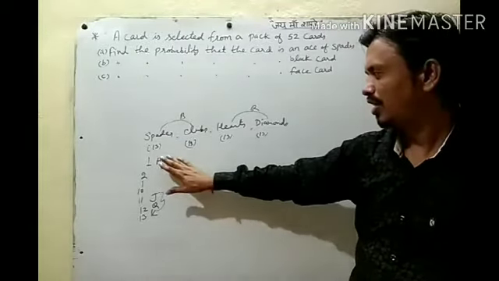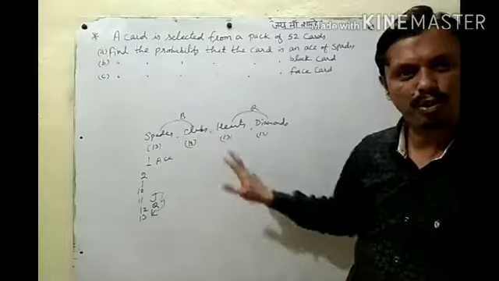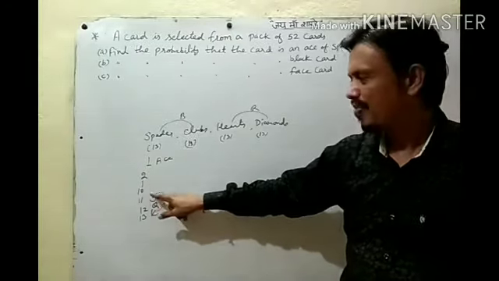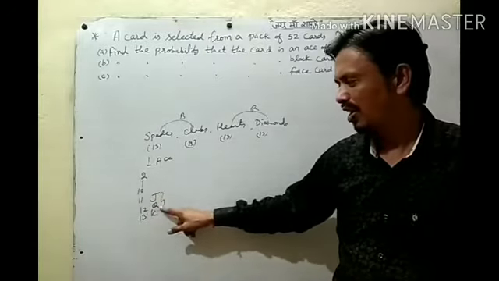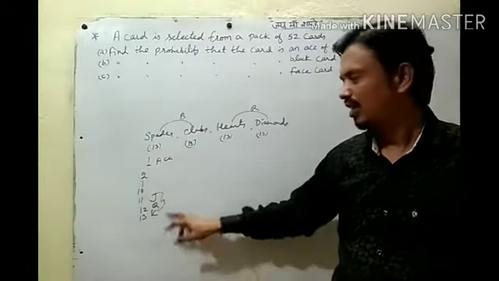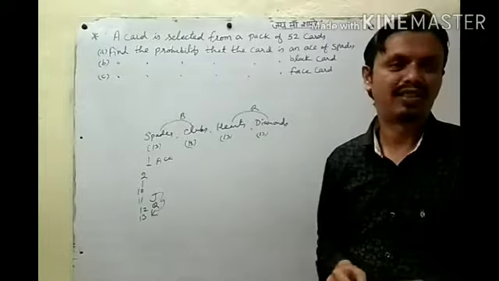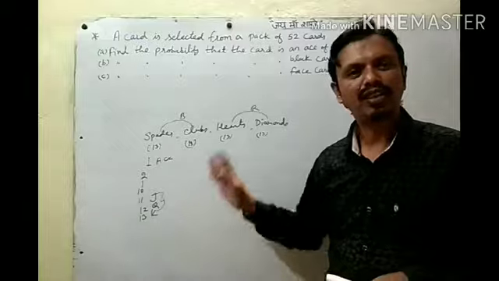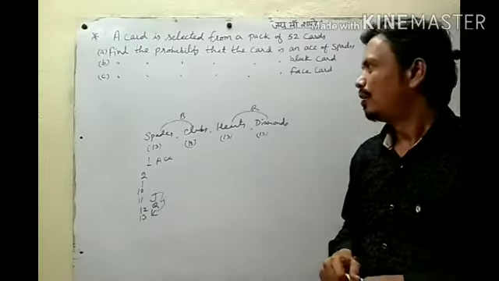There are 13 cards in each group. Number 1 is Ace, then 2 to 10 numbers will be there. The 11th card is called Jack, 12th Queen, 13th King. These 3 cards are known as face cards. So overall there are 12 face cards, 6 red and 6 black.